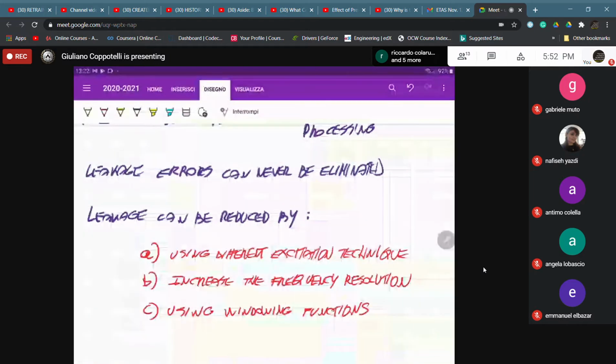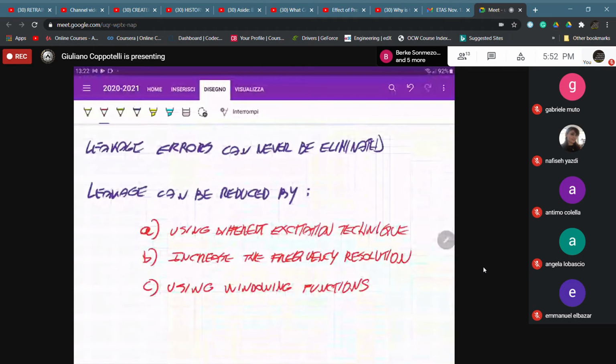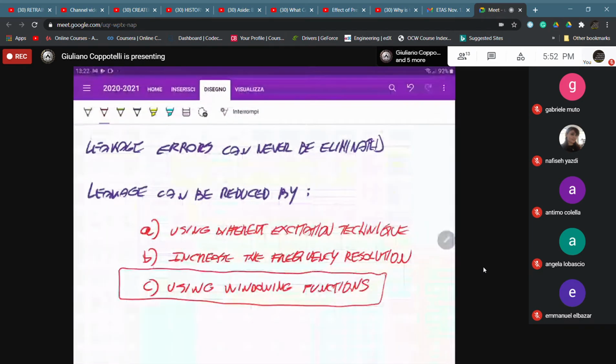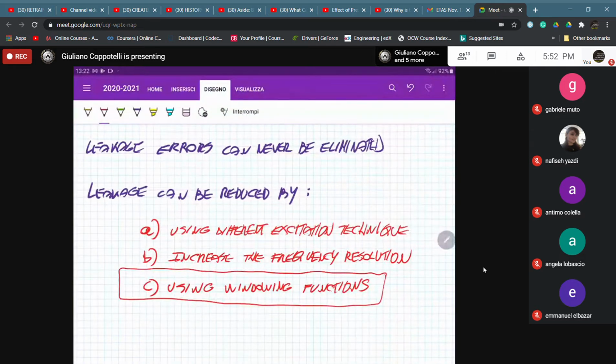This is the most used approach that we can have. Okay, so this last, the use of the windowing function, is the typical approach that you are having in real life. You can also use the approach A and B, that is change the excitation technique, increase the frequency resolution, but these two approaches are having their own limitations.